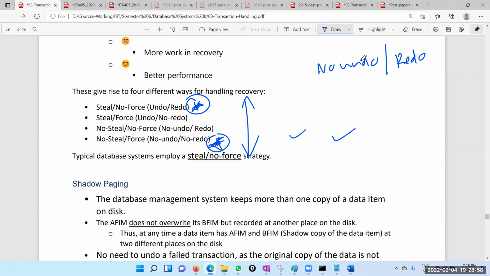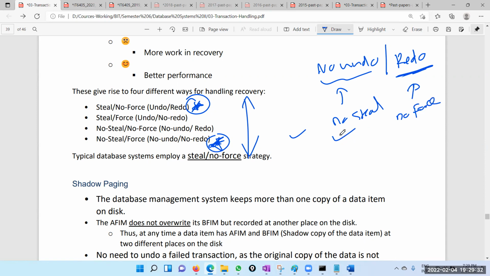When it comes to no undo redo, that means you don't have to undo, but you have to redo. Why don't you have to undo? Without committing, you are not flushing. That means you are not stealing. So no undo is done when no steal. Redo is needed when it is no force. If it is force, you don't have to do redo. The commit means it is there.